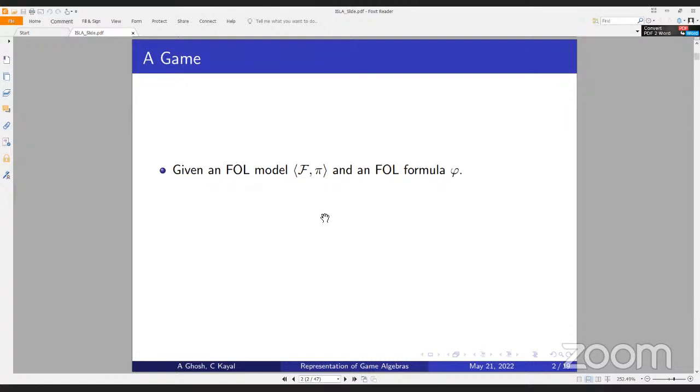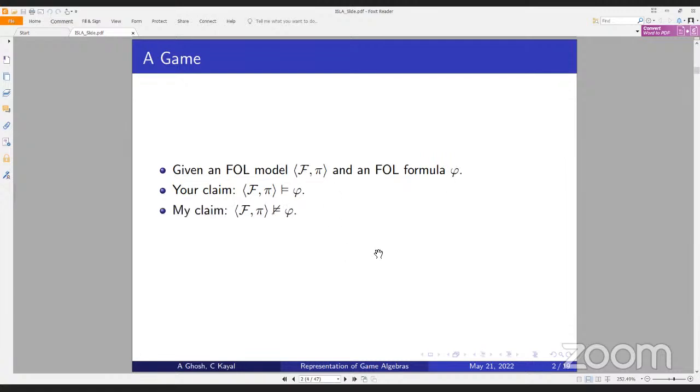So what is a game actually? We have been introduced here to first order logic, and its models and interpretations as well. So let's consider a very famous game called the evaluation game. We are given an FOL model. F is the frame, so you can consider it containing the domain and the interpretation definitions here. Pi is the usual evaluation, and we have an FOL formula phi. Say your claim is that this formula phi is satisfied, is true in this model.